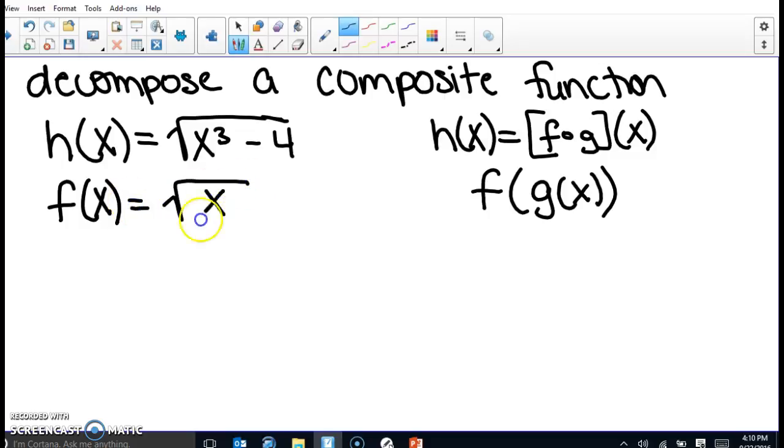So I have a square root of x, and then inside of that I have this x cubed minus 4. I'm going to let that be my g of x function. And I kind of work from the inside out. I saw that I had this x cubed minus 4 inside the square root, and that's how I broke it down. So now if I worked it backwards, it should all work out.